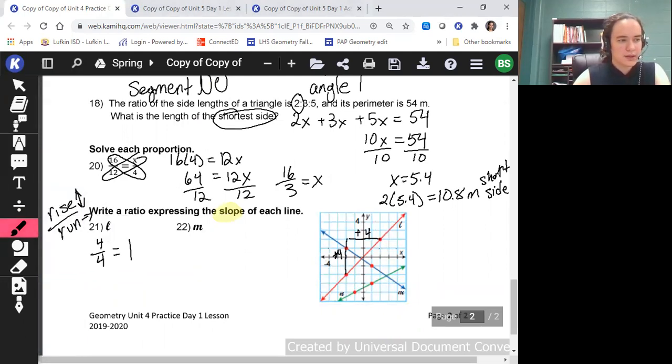Then for the slope of line M, this blue line, we're going down, -2, and to the right, +3. So this is -2/3, and that is already reduced. Make sure you're using your notes.